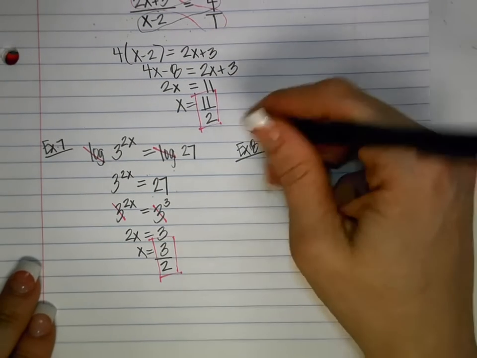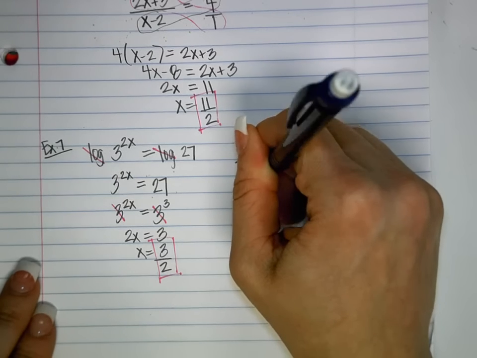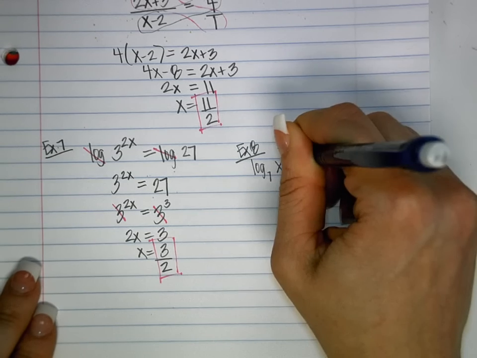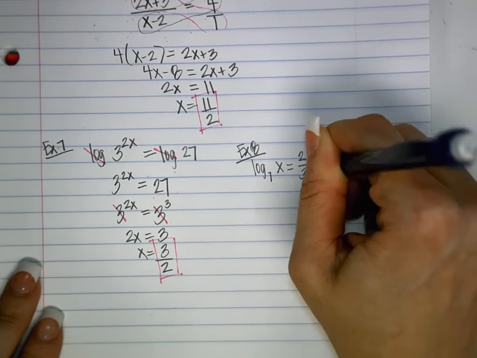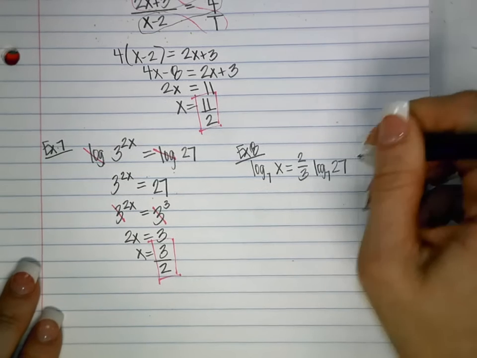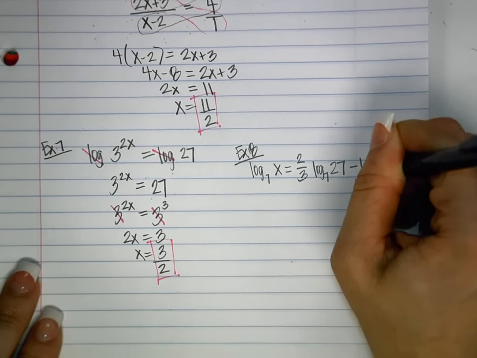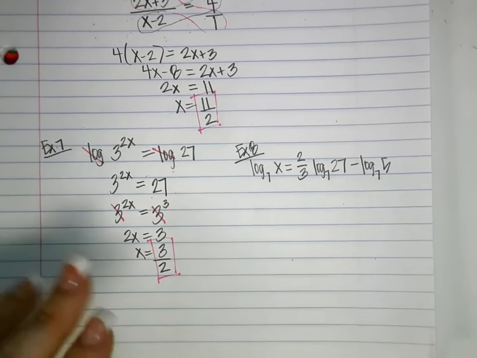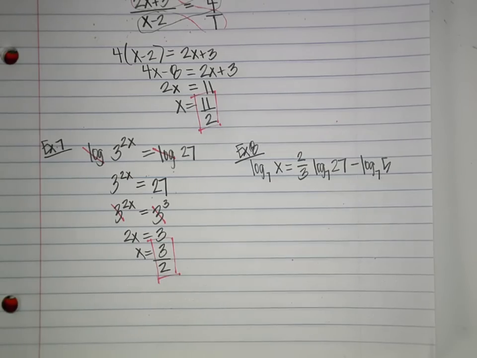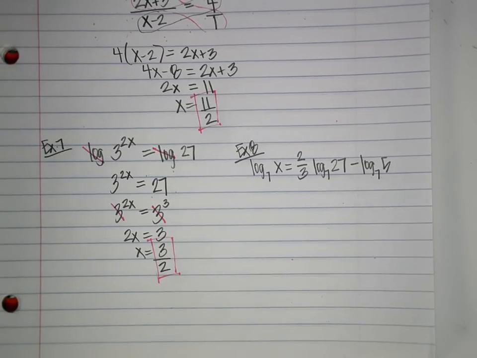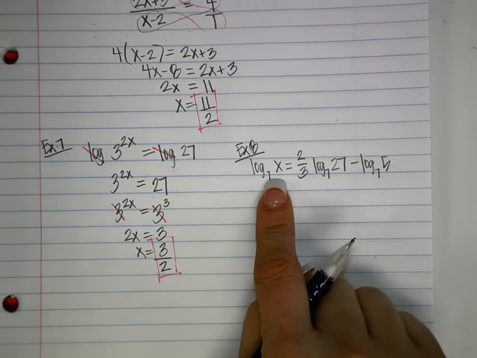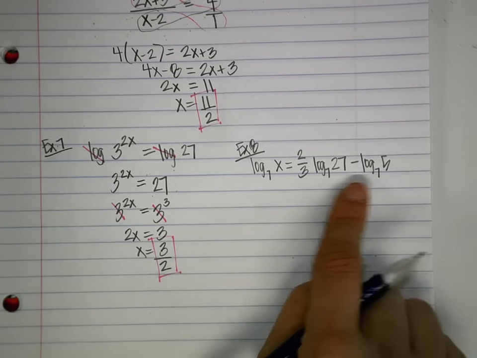Okay. Great, last one. I want you to try log base 7 of x equals 2/3 log base 7 of 27 minus log base 7 of 5. Okay, so the left side is fine. It has 1 log on it. How do I condense this right side?